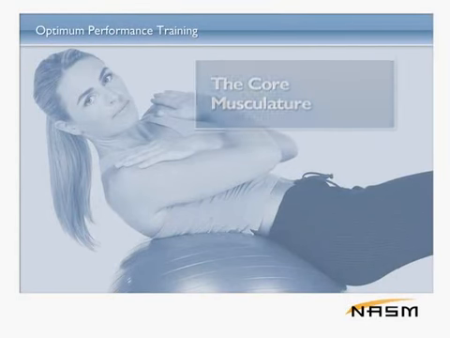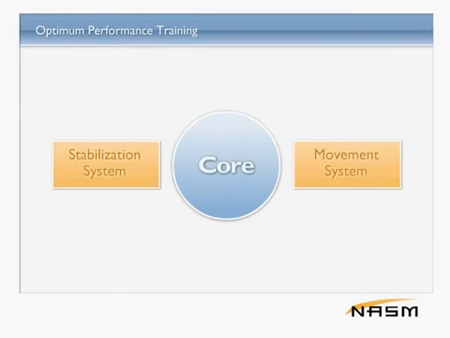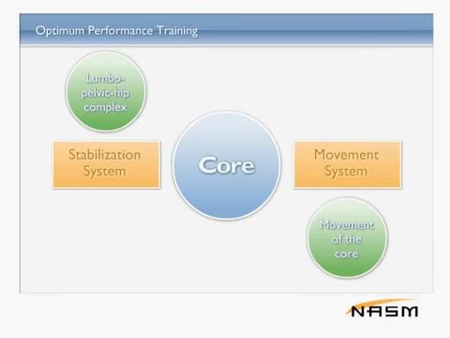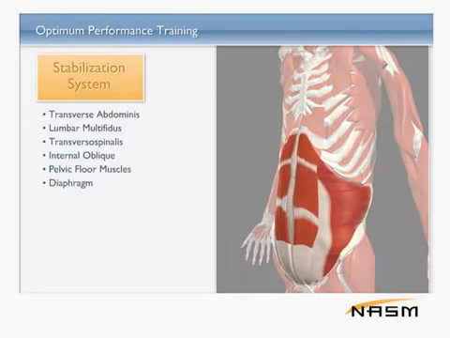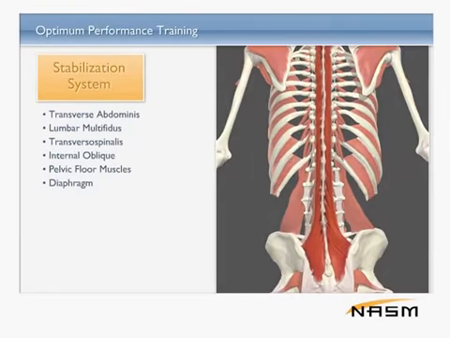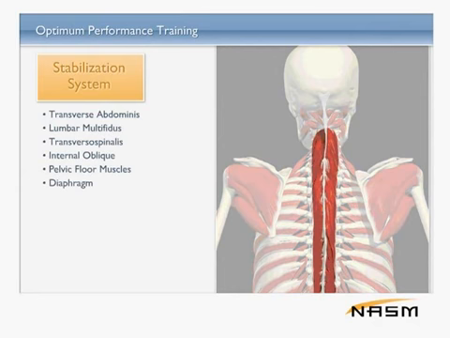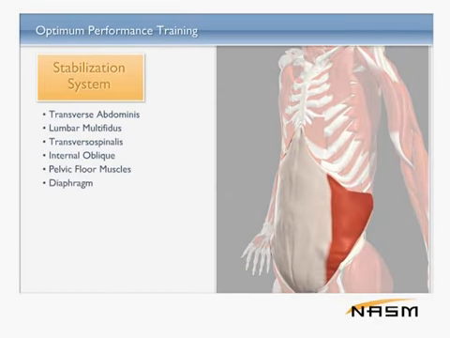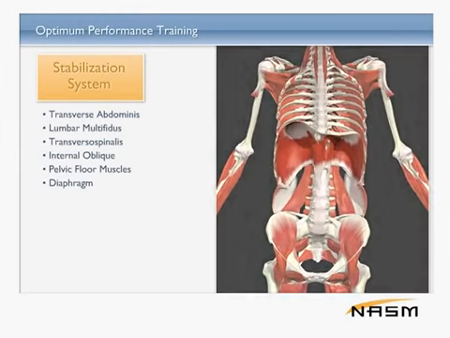The core musculature. The musculature of the core is divided into two categories: the stabilization system and the movement system. The stabilization system is primarily responsible for stability of the lumbo-pelvic hip complex, whereas the movement system is responsible for movement of the core. Muscles that make up the stabilization system include the transverse abdominis, lumbar multifidus, transverse spinalis, internal oblique, pelvic floor muscles, and diaphragm.